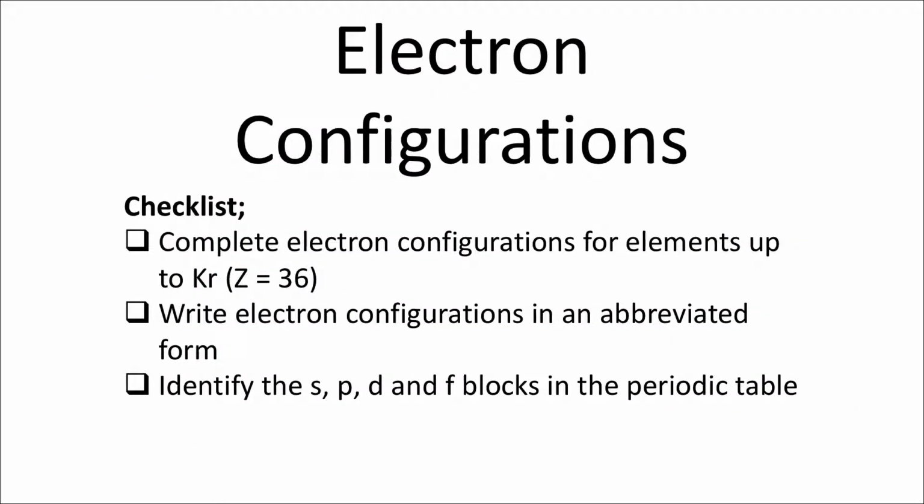Okay, so that brings us to the end of the video. I hope that helped, and you can do electron configurations. So we've looked at completing the electron configurations. You only need to go up to 36, so hopefully we can tick that off. Hopefully you can write electron configurations in an abbreviated form, and hopefully you can identify the S, P, D and F blocks. What I would say is practice writing out all the electron configurations for all the elements in the periodic table.